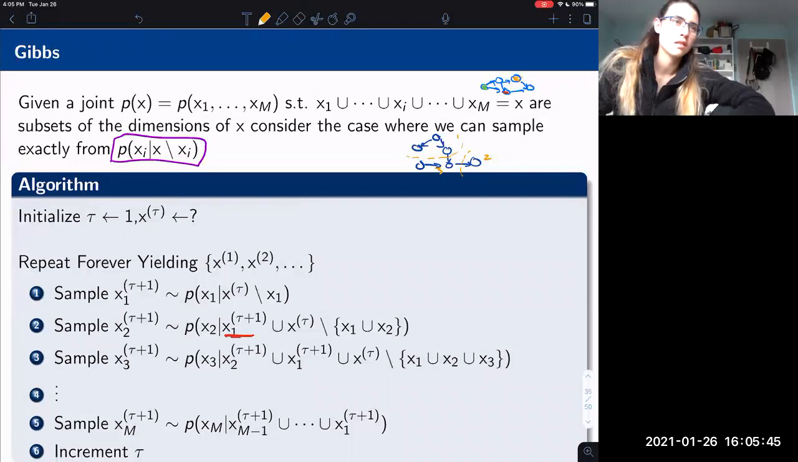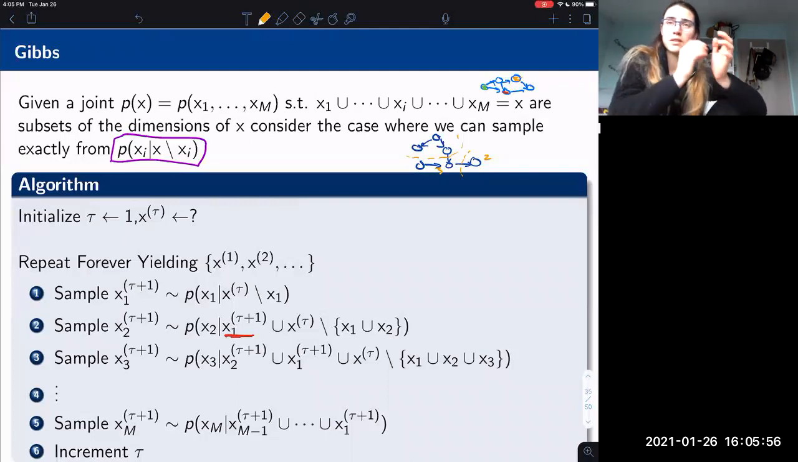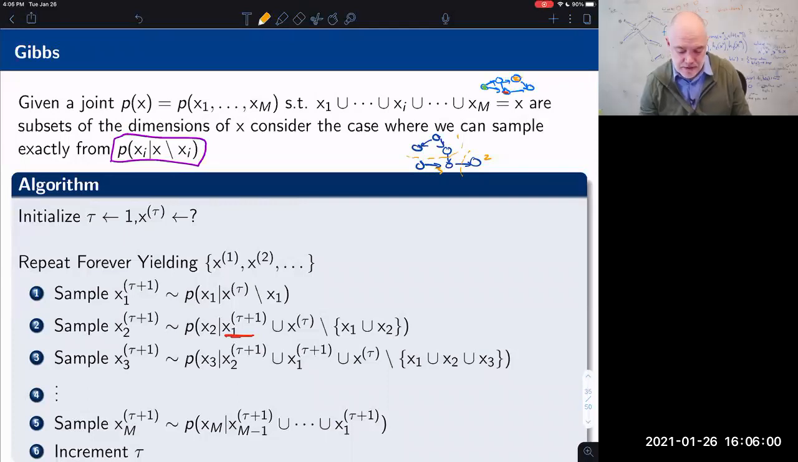But that doesn't include sets like X1, X3 but not X2. Do they have to be in sequential order? Is it every possible set, or every possible set that builds on the previous set? Okay, so these are the sets. The relationship between these sets is that their union is X. But I should also say, in this particular case, the sets are disjoint.